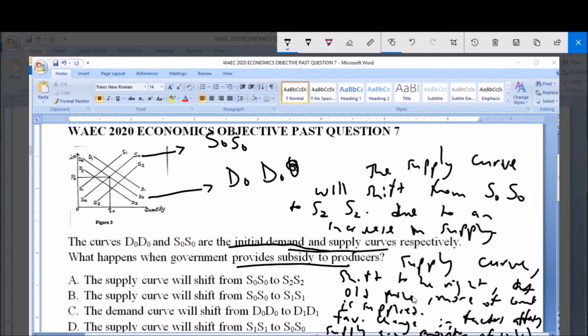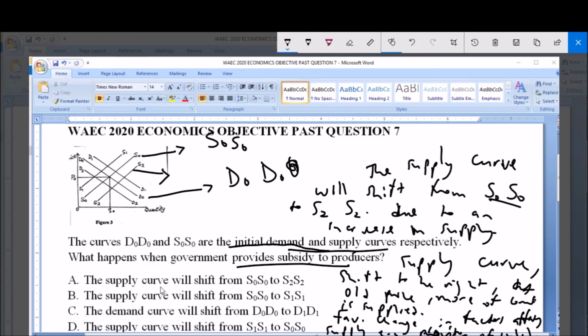So what happens is that once the government provides subsidy, the cost of production of this commodity will reduce, and hence the producers will be able to produce more of these products due to this subsidy. And if they're able to produce more of the product, it means that the supply of the product in the market will increase, and that is why the curve will shift to the right, or shift from S0, S0, as that is this one, to S2, S2.